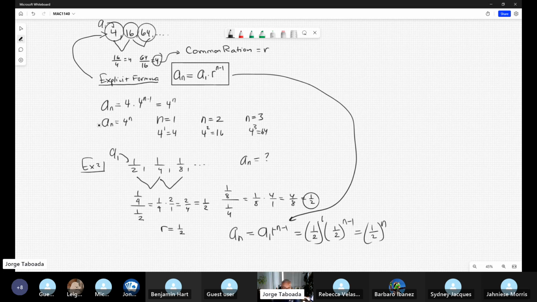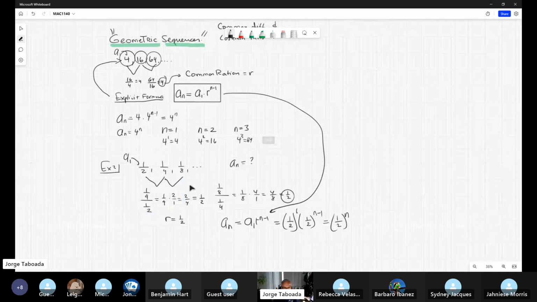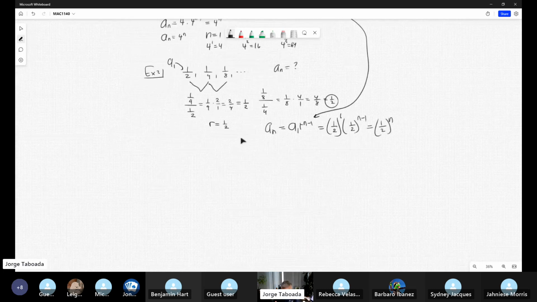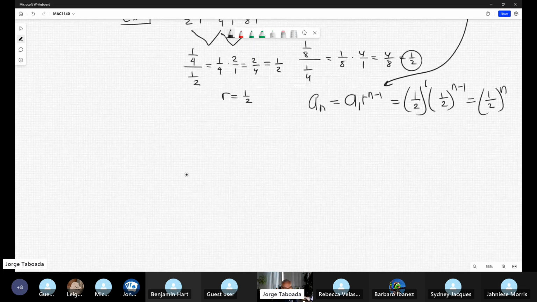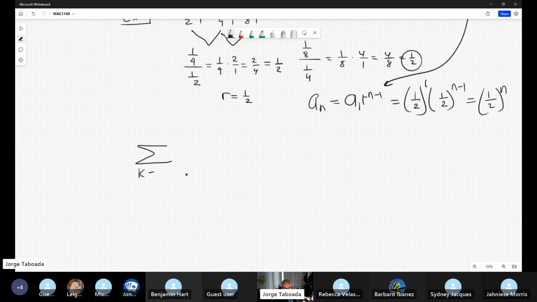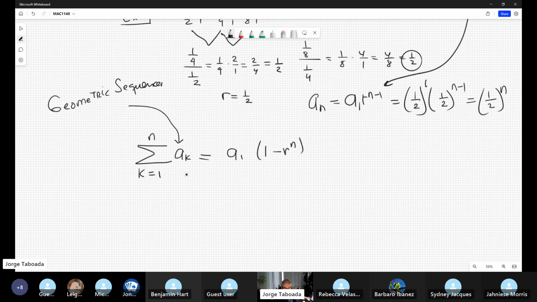We almost finished. Okay, and now it's not raining too heavy. So what is the formula for the summation in the geometric sequence? Suppose you have the summation from k equals 1 to n of a sub k, and suppose that the sequence inside the summation is geometric. The formula is A1, the first element, times parenthesis 1 minus R to the n. Remember, n indicates the number of elements you're adding in the summation, divided by 1 minus R.